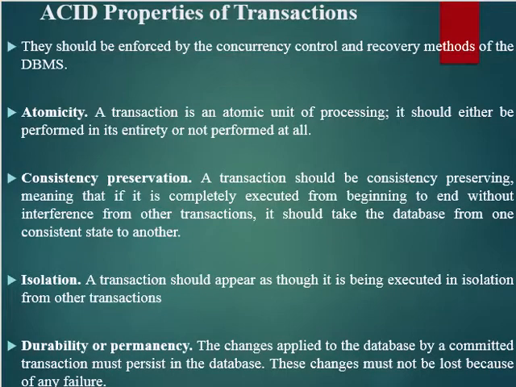So next are the different properties of a transaction. It's actually an important one, so many times it's asked as a 5 mark or 3 mark question in university examinations. There are mainly 4 properties for a particular transaction. They should be enforced by the concurrency control and recovery methods of the DBMS. These properties are called ACID properties. Mainly there are 4 properties: atomicity, consistency preservation, isolation, and durability, or permanency.